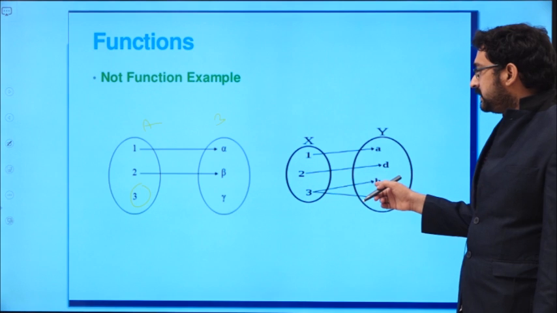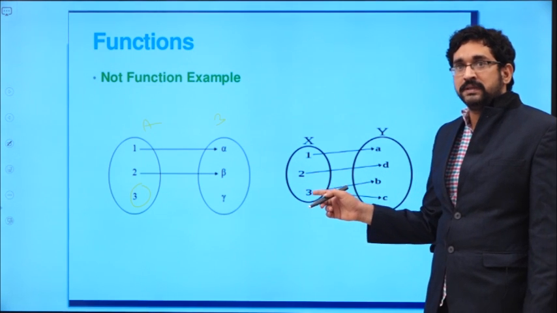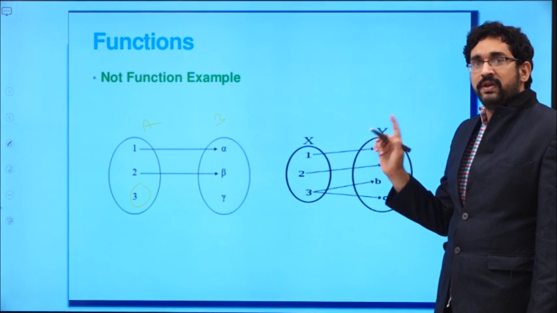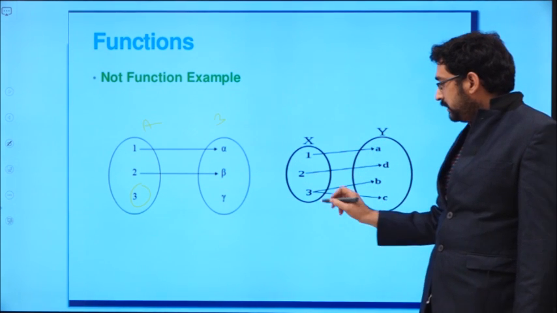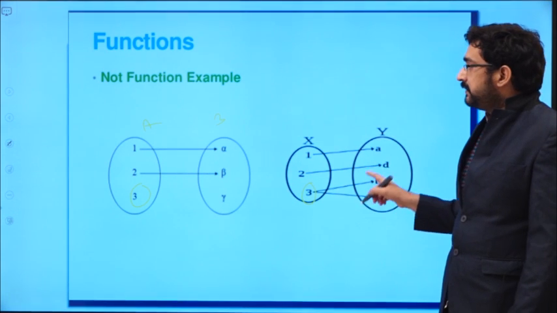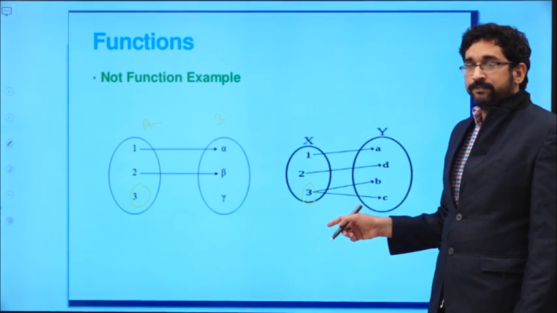Here, if you observe, this is also not a function, because from one element in the domain we should map to only one element. But if you observe here, from 3 we have mappings to 2 elements. That's why this is also not a function.